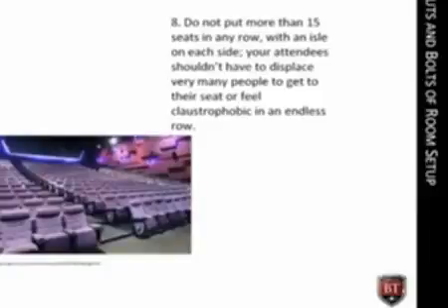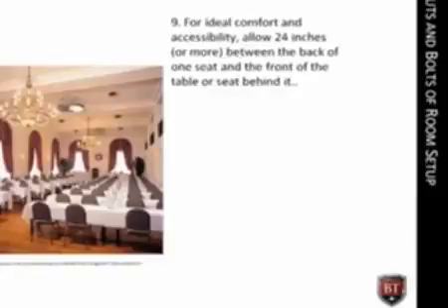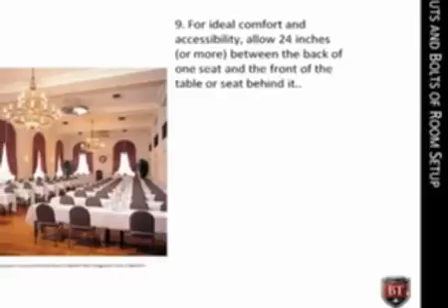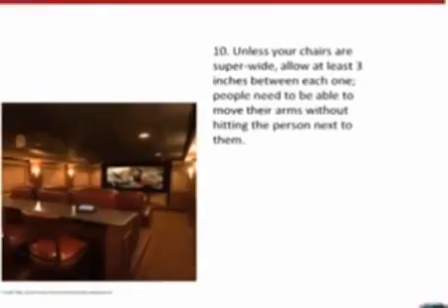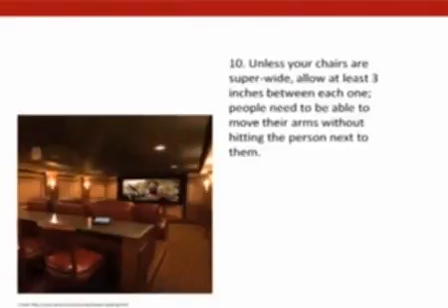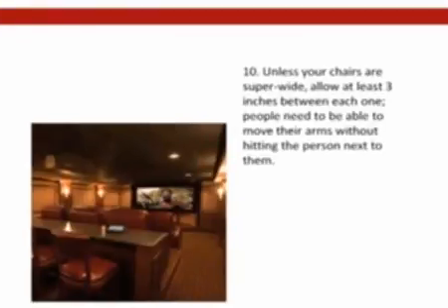Do not put more than 15 seats in any row with an aisle on each side. Your attendees shouldn't have to displace very many people to get to their seat or feel claustrophobic in an endless row. For ideal comfort and accessibility, allow 24 inches or more between the back of one seat and the front of the table or seat behind it. Although fire regulations allow for just 12 inches, human beings are getting bigger, and anything less than 24 inches is just plain uncomfortable. Unless your chairs are super wide, allow at least 3 inches between each one. People need to be able to move their arms without hitting the person next to them.